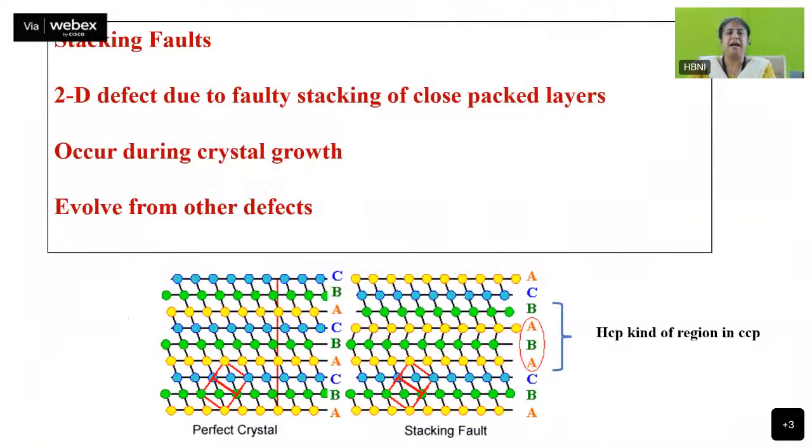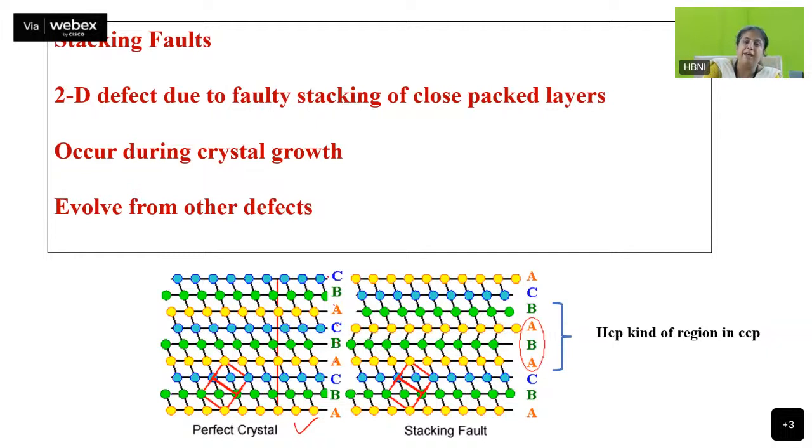Okay. Stacking faults. Another very interesting 2D defect. Again, as the name suggests, it is because of the faulty stacking of the close packed layers. How? For example, what is your CCP packing? It is ABC, ABC, ABC, right? On your left hand side is a CCP packing, which is a perfect crystal.